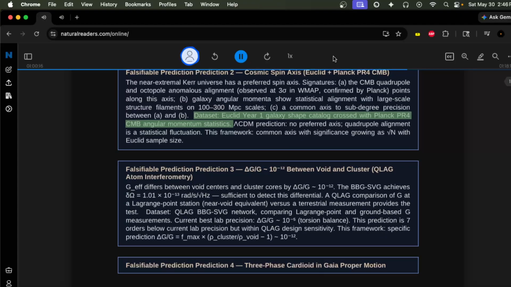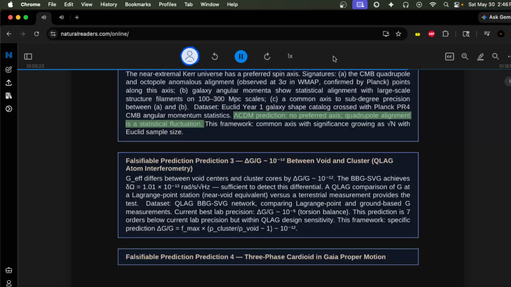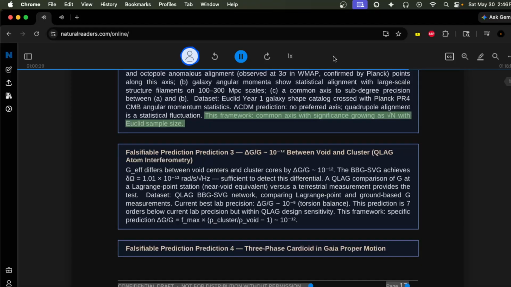Dataset: Euclid Year 1 Galaxy Shape Catalog crossed with Planck PR4 CMB angular momentum statistics. Lambda CDM prediction: no preferred axis, quadrupole alignment is a statistical fluctuation. This framework: common axis with significance growing as the square root of N with Euclid sample size.